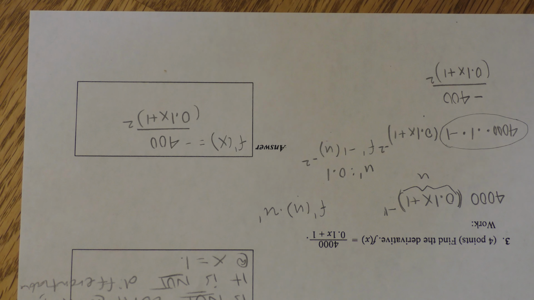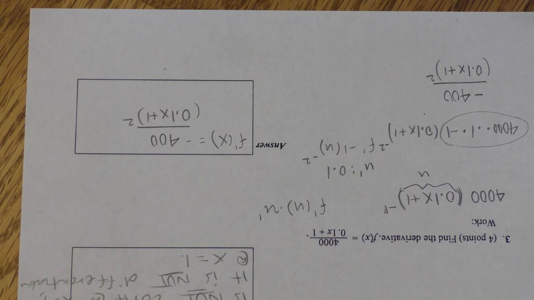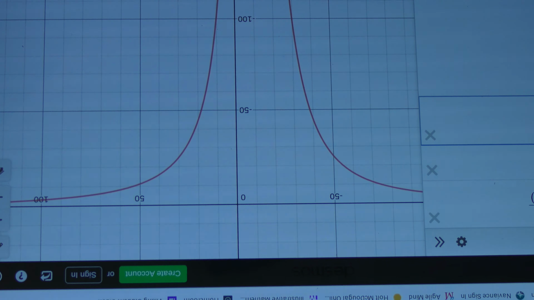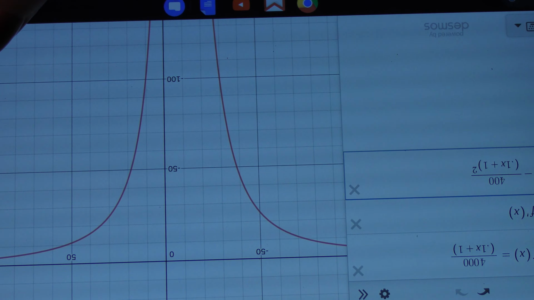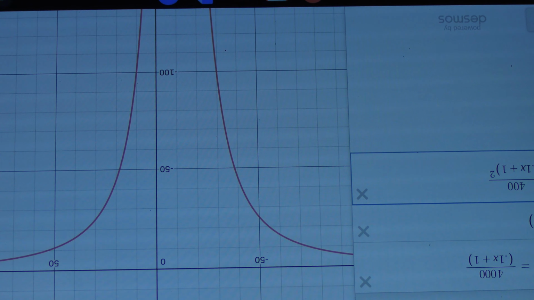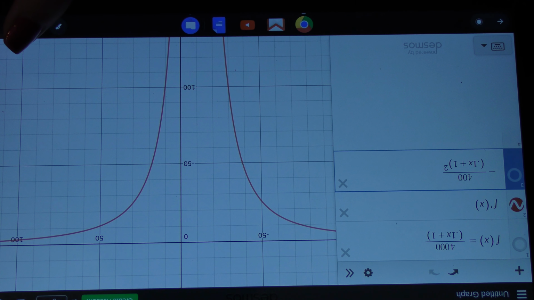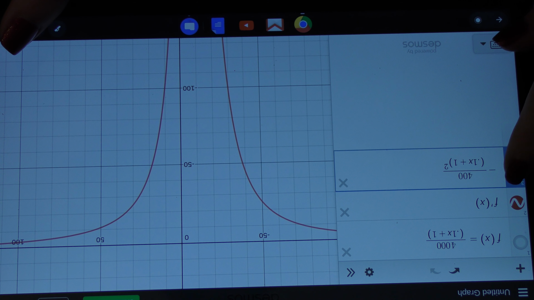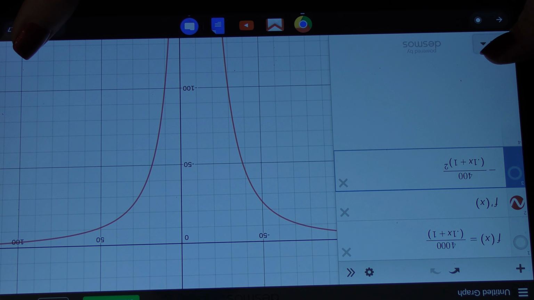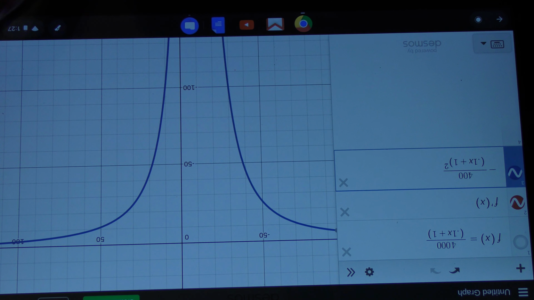I'm going to use Desmos and make sure that I did it correctly because I love checking my work. So here's Desmos, and what you'll see is that I have the original and then the derivative, and then this is the one we just figured out. And as long as this lays directly on top, which it does, then you know that we found the derivative correctly.